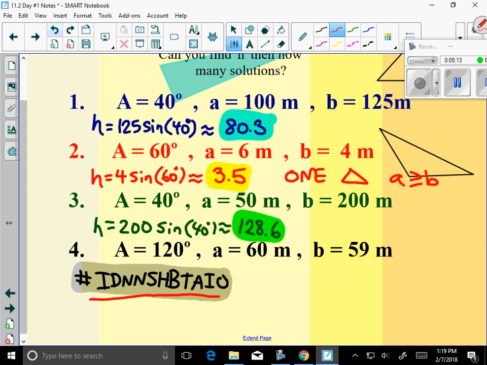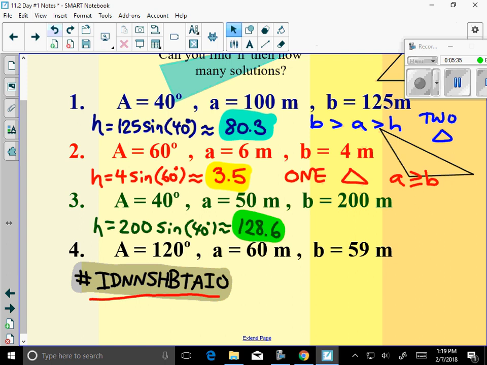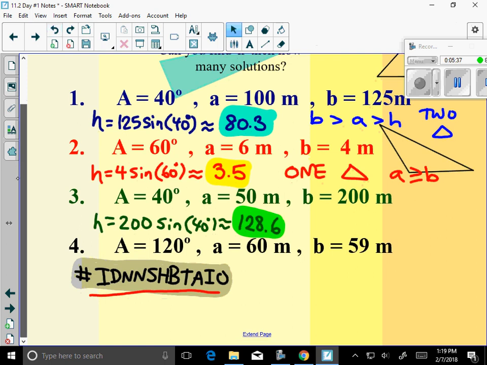Okay, cool. Let's look at the first one. Is A greater than the height? Yes, so A is greater than the height. Is A less than B? Yes, so how many triangles are there? 2 triangles, cool. So 2 triangles exist. All right, we can go through that one if you'd like, with the ambiguous case, finding those 2 triangles.